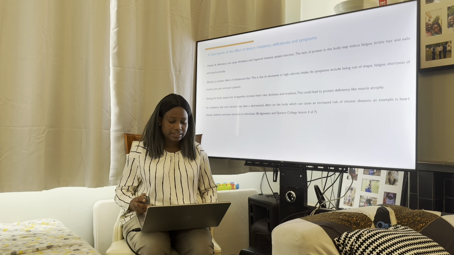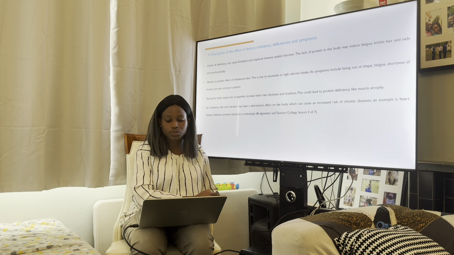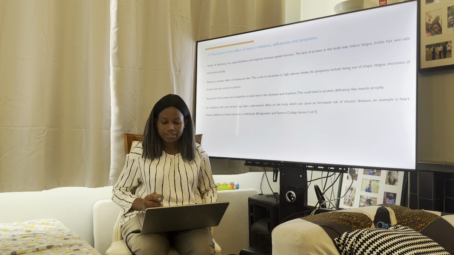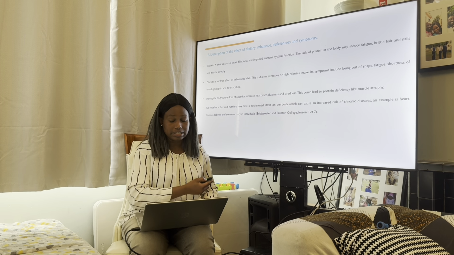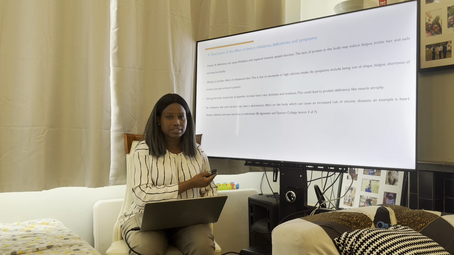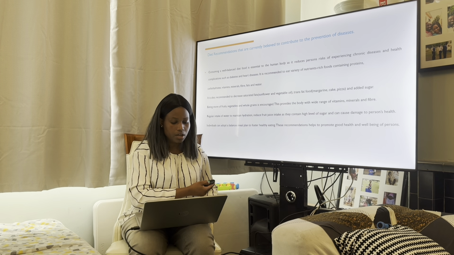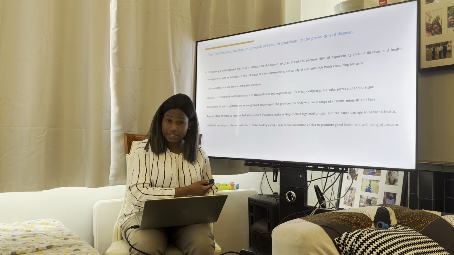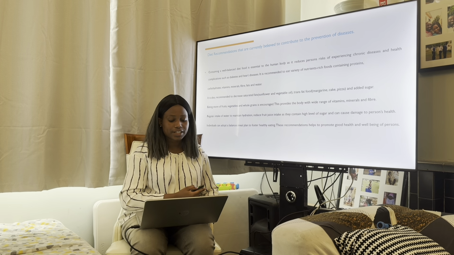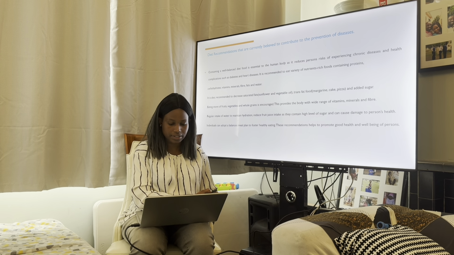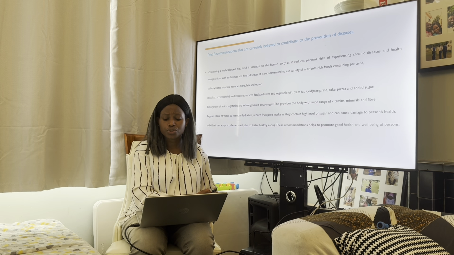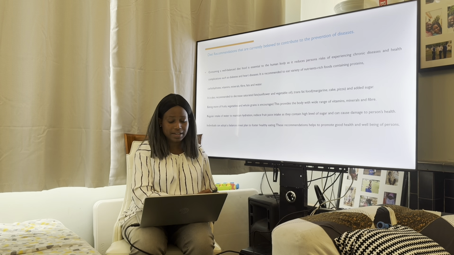An imbalanced diet and nutrients may have a detrimental effect on the body, which can cause an increased risk of chronic diseases, for example heart disease and even mortality in individuals. You can see this in lesson 3 of 7 of the course material. Diet recommendations: consuming a well-balanced diet is essential to the human body, as it reduces a person's risk of experiencing chronic disease and health complications such as diabetes. It is also recommended to eat a variety of nutrient foods containing proteins, carbohydrates, vitamins, minerals, fiber, fats, and water.